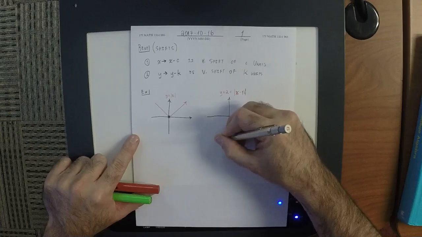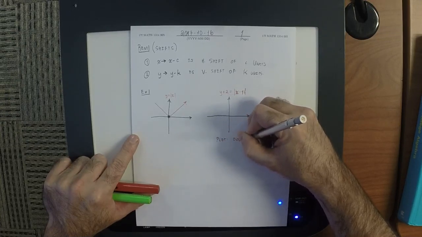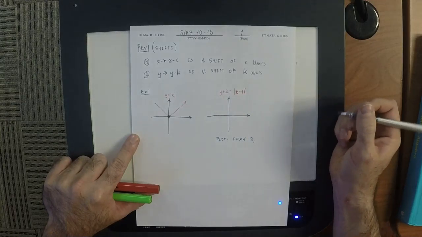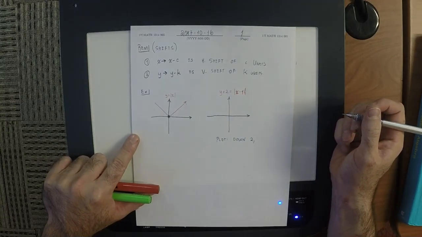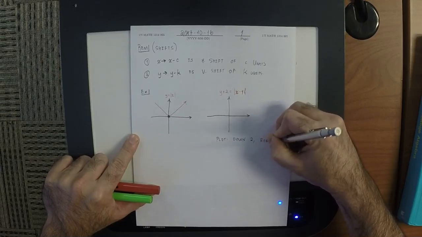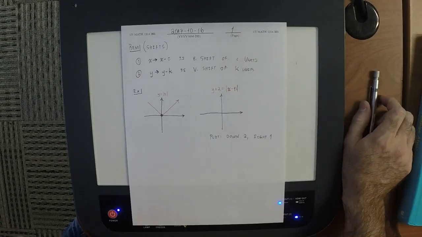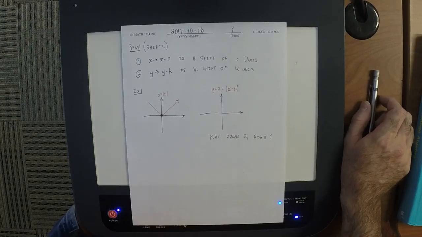Right. So the plot is going to go down two, and what else? Right one. To which, even at this point, there are often some students who say, down two? It looks like we're adding two to y. Why should it be that the plot is going down two? It seems to me that it should be going up two.